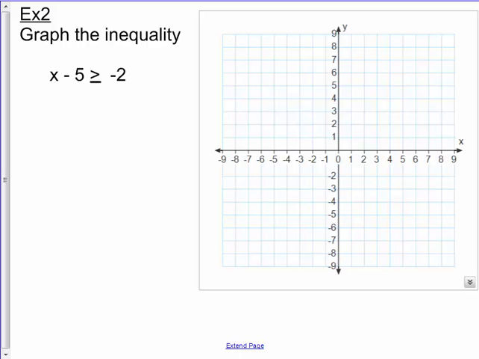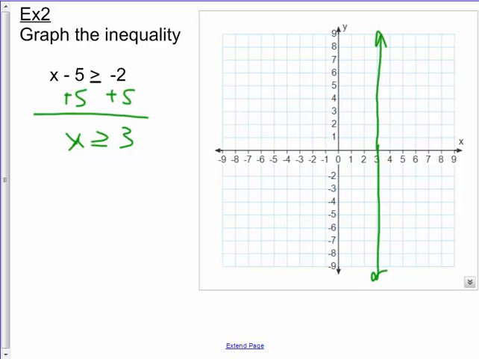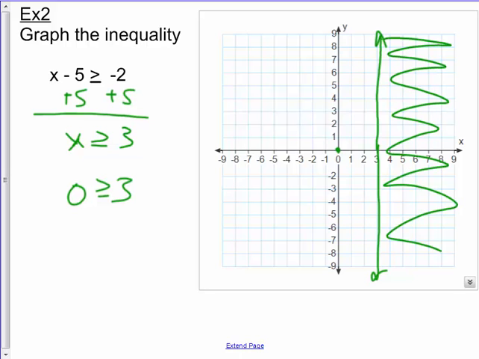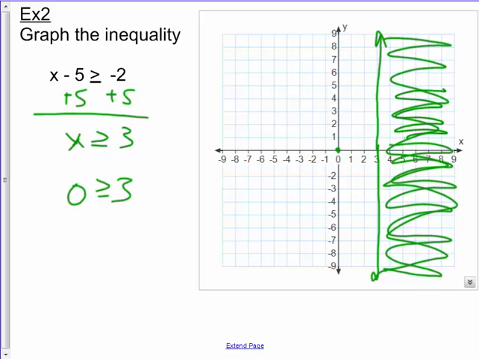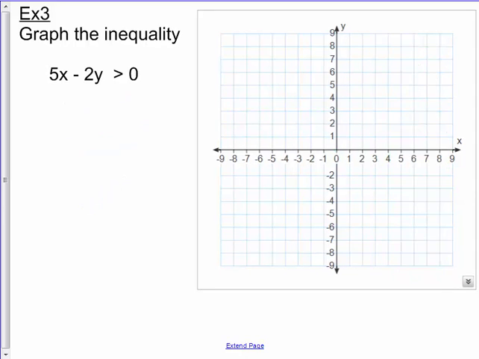In example 2, again, I'm going to graph it. Move the 5 over. Now when I graph it, I'm going to get x is greater than or equal to 3. That's a vertical line, and it's greater than or equal to, so I'm going to use a solid line. At this point, I test. And again, I'm going to put in 0, 0. Now, there is no y, but that doesn't matter. I get 0 is greater than or equal to 3. Is that true? No, that's not true, so I would shade in the other spot. And if I think about it, what numbers are greater than 3? 4, 5, 6. So I would shade that way to the right.